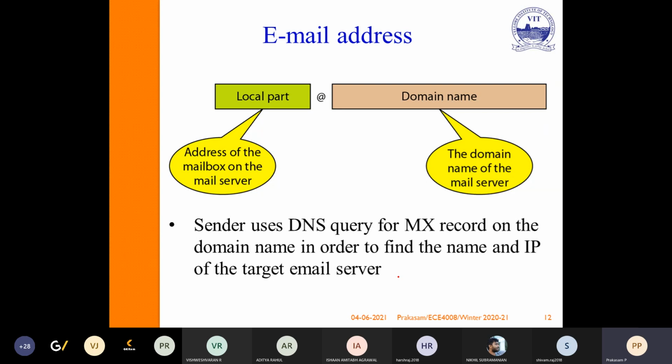So normally an email has a local part and a domain name. The local part is our specific address. The domain is gmail.com, like that. It is the specific domain of a mail server.